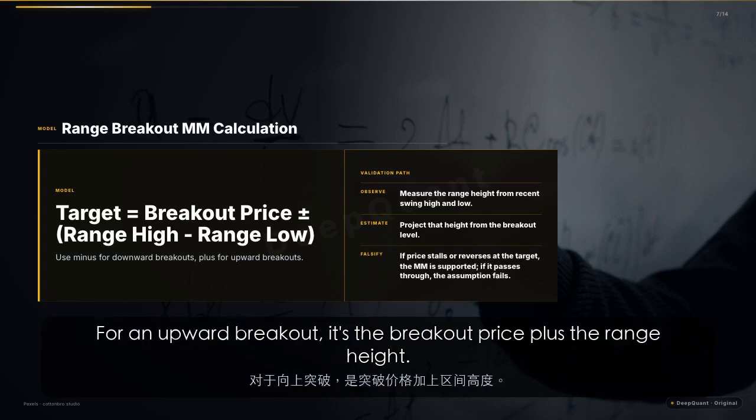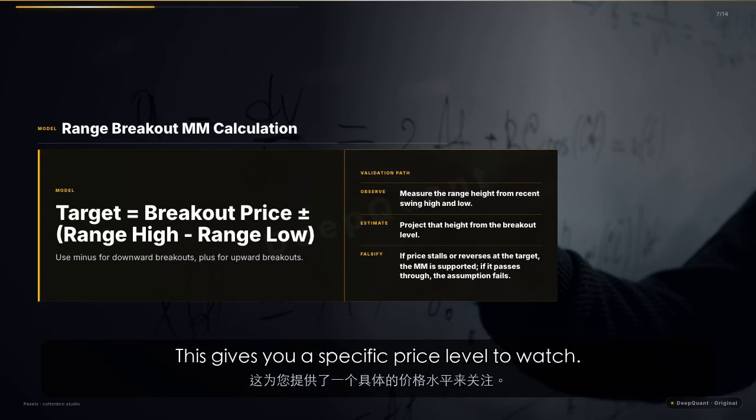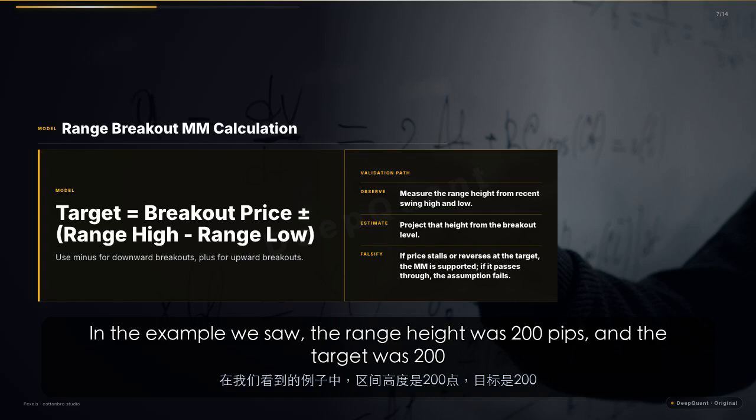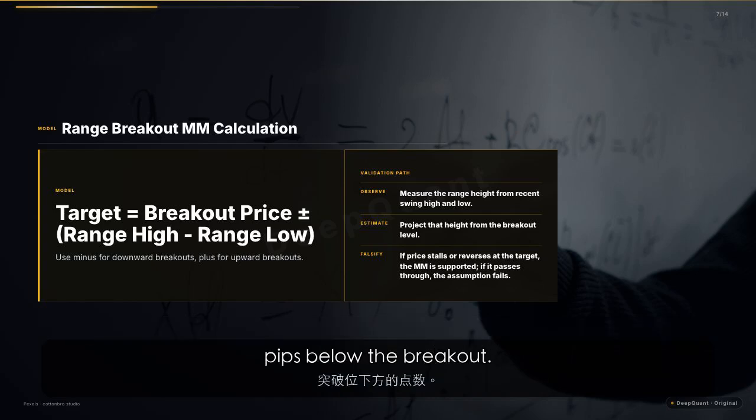For an upward breakout, it's the breakout price plus the range height. This gives you a specific price level to watch. In the example we saw, the range height was 200 pips, and the target was 200 pips below the breakout.